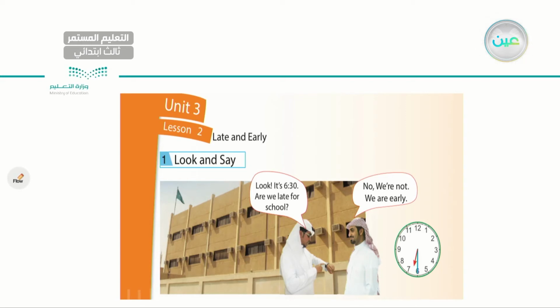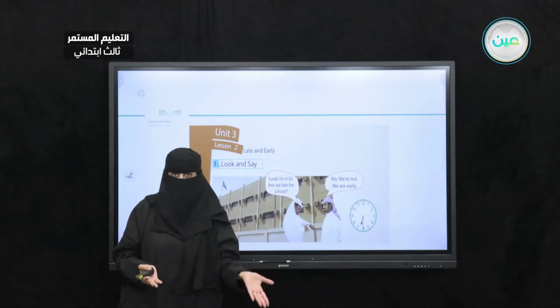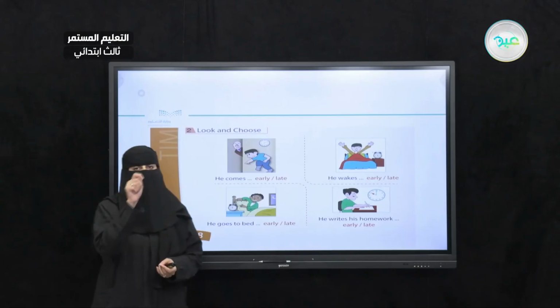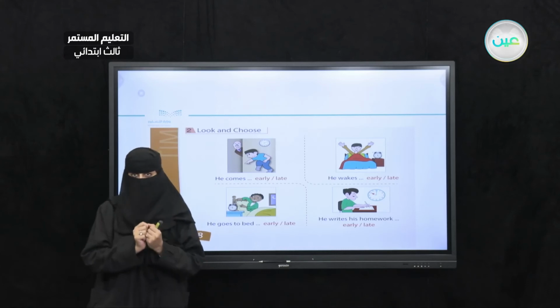Let's read one more time. Look, it is 6:30. Are we late for school? No, we are not. We are early. So here I have late and early. Now, here I have the lower part, same page, page 38. Look and choose. Now look at the first picture, my dear student, and have your pencils ready because I need you now to choose the correct answer, okay?